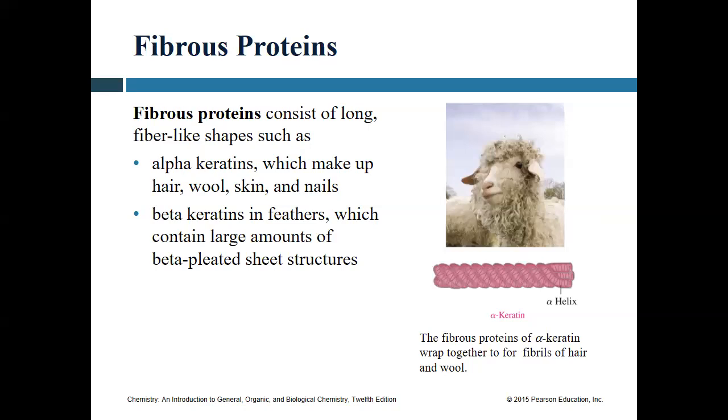Another example of proteins that are in this kind of realm are the fibrous proteins. In these, we can find things like alpha keratins, which make up your hair. They also make up wool, your skin, and your nails. Beta keratins, which are usually found in feathers. And they also contain a lot of beta pleated sheets, which is what gives them their name.